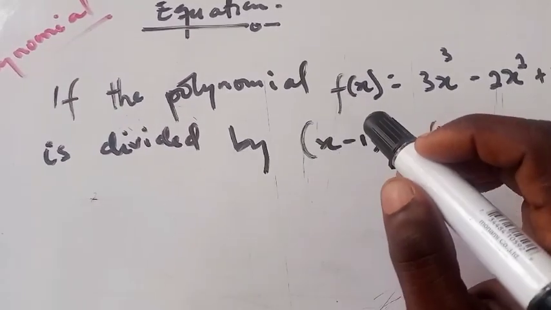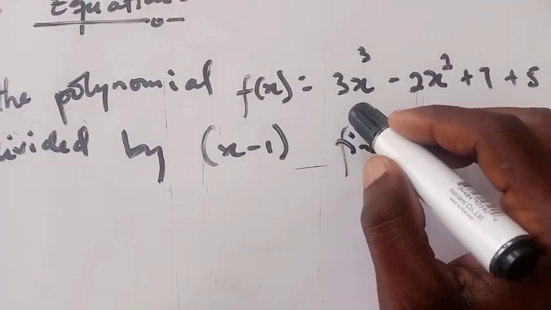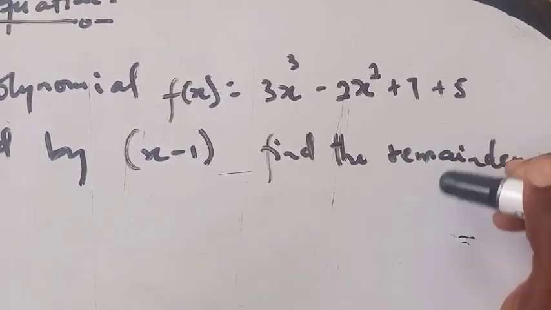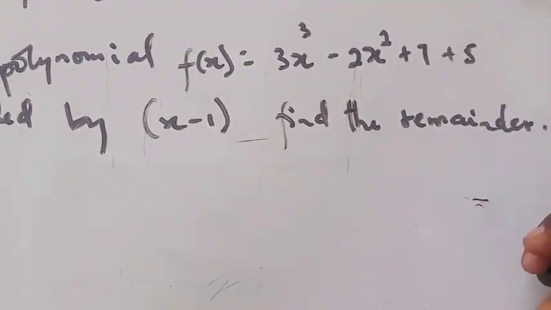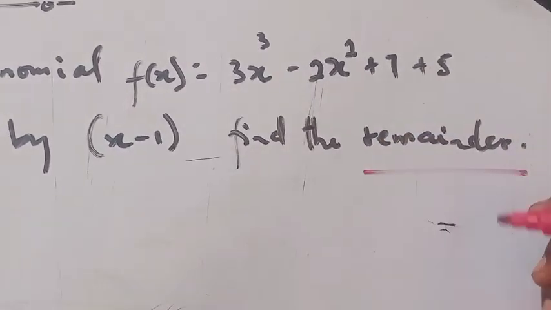If the polynomial, so the polynomial we are calling f of x, that is going to be 3x cubed minus 2x squared plus 7 and then plus 5, is divided by x minus 1. So we want to find the remainder. This is what the question is asking us to find.